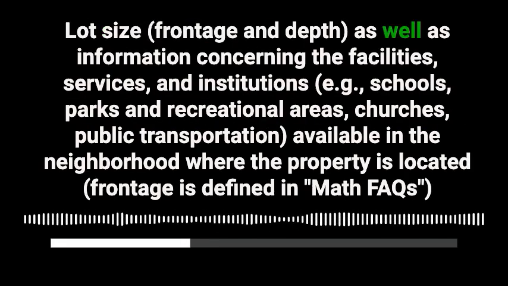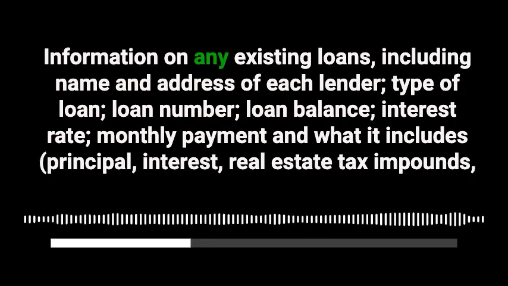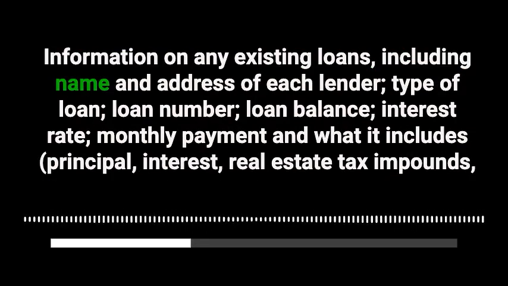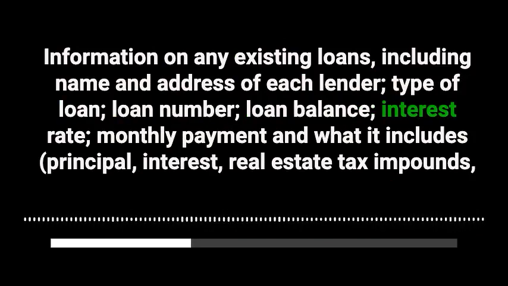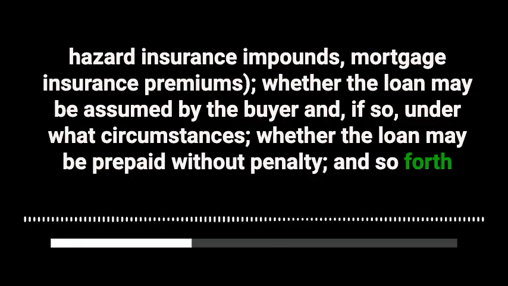Lot size, as well as information concerning the facilities, services, and institutions available in the neighborhood where the property is located. Information on any existing loans, including name and address of each lender, type of loan, loan number, loan balance, interest rate, monthly payment and what it includes, whether the loan may be assumed by the buyer, and, if so, under what circumstances, whether the loan may be prepaid without penalty, and so forth.